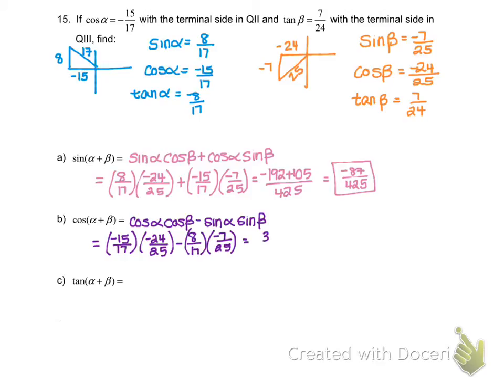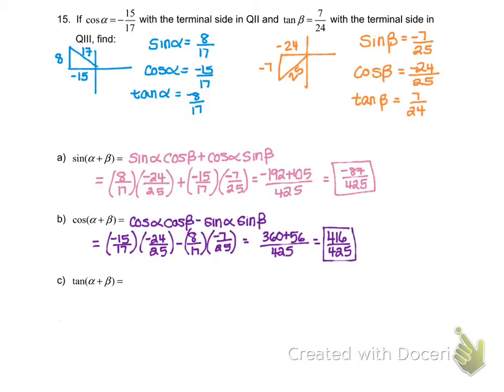So our numerator is going to reduce to 360 plus 56 all over 425, which equals 416 over 425.